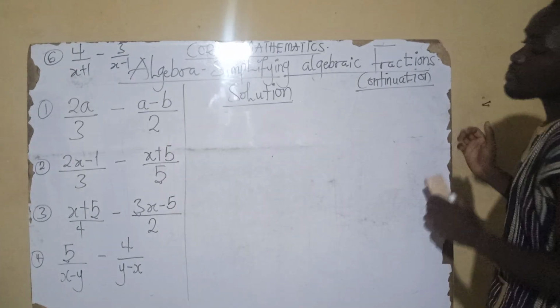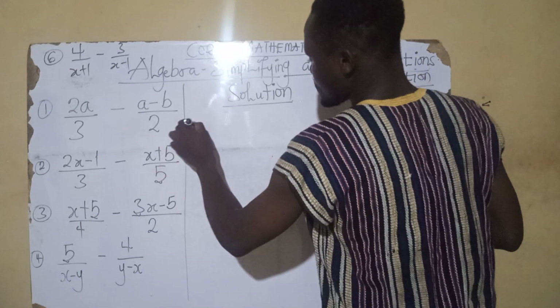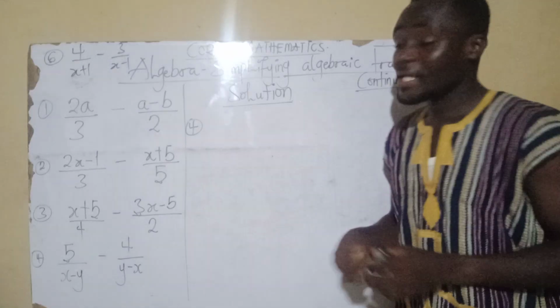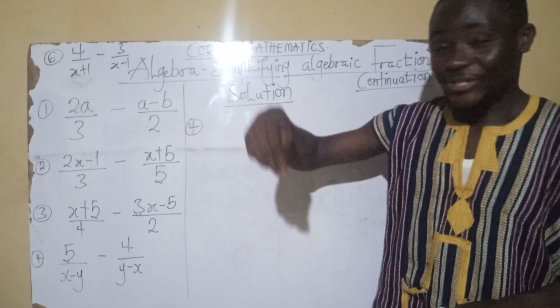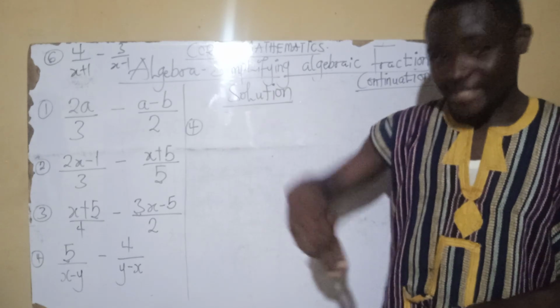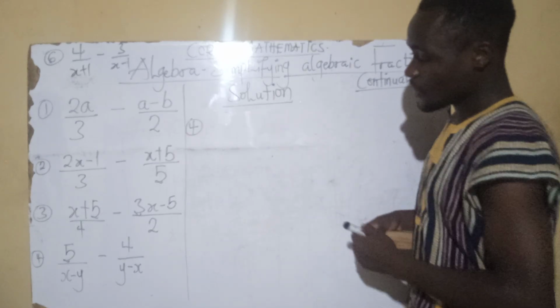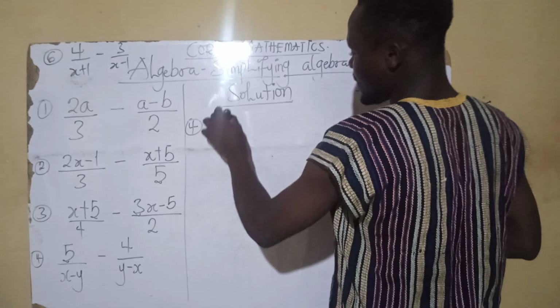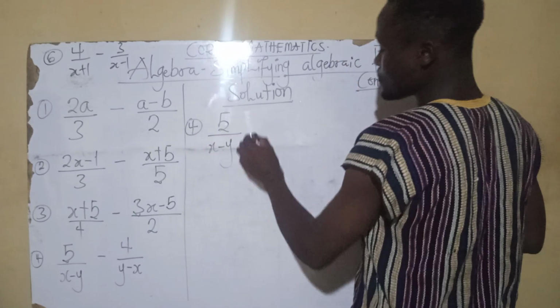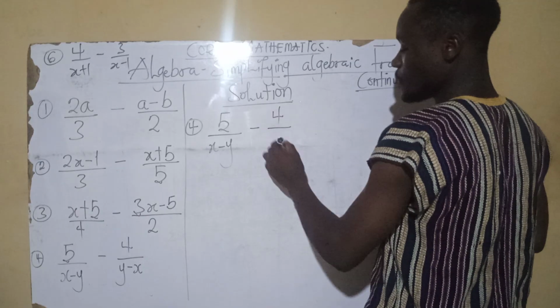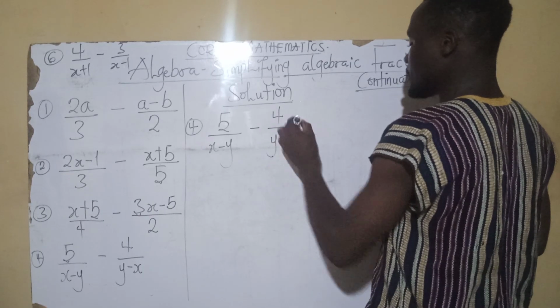So question number 4. Remember I told you that question number 3, I am leaving it for you to try your hands on it. Please share your answer with me in the comment section. Okay, very good. So question number 4, I have 5 over x minus y minus 4 over y minus x.